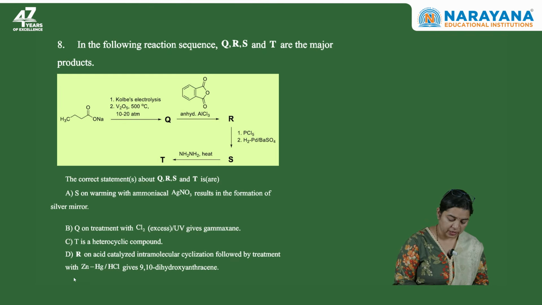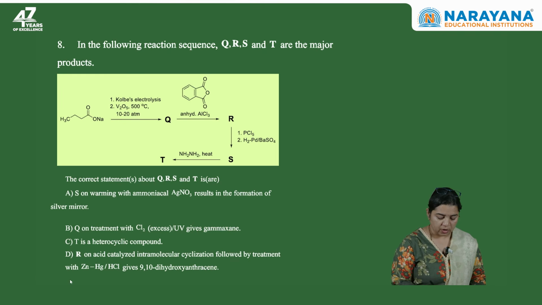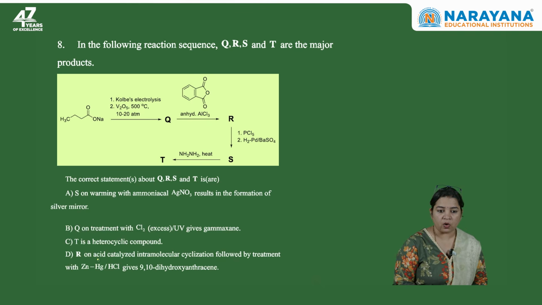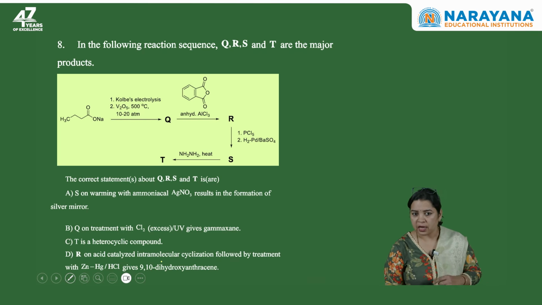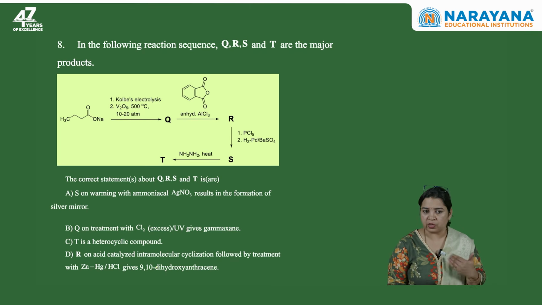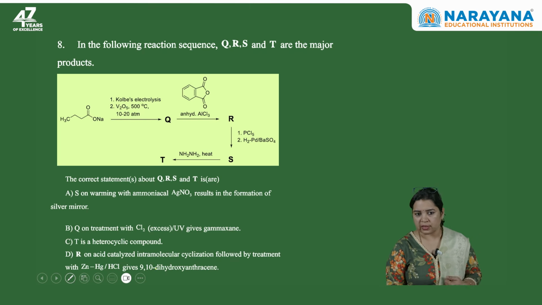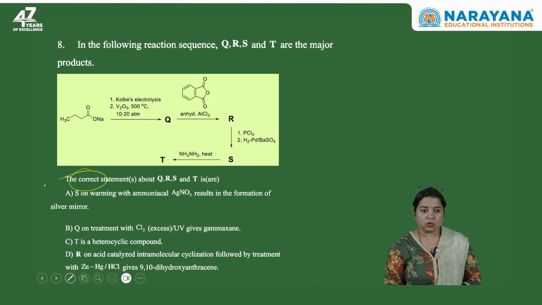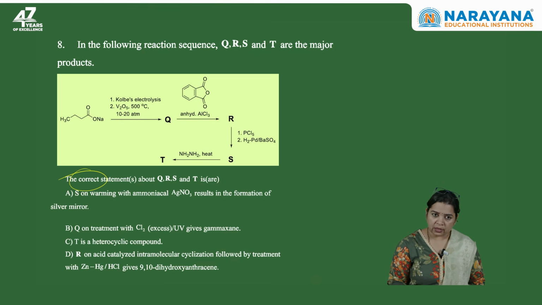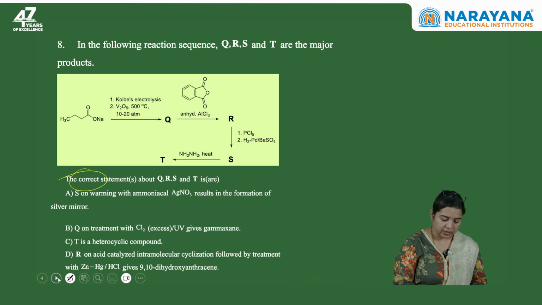So here is the next question of organic, and let us see what all reactions are involved. In the following reaction sequence, we have to identify Q, R, S, T as major products, and based on those Q, R, S, T, we have to select the correct statements. Okay, so what are the reactions involved? Let's go step by step.